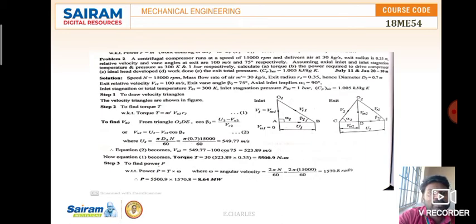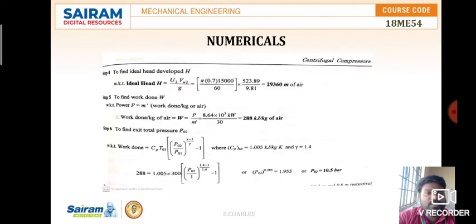From the velocity triangles we find cos beta 2 and then Vu2 we need to find out. For that we need U2, which is found with the formula pi d2 n by 60. Then Vu2 is 523.89 meters per second. So torque T is 5500.9 Newton meters. Power is equal to torque into omega, where omega is 2 pi n by 60, that is 1570.8 radians per second. So you'll get the power as 8.64 megawatts.